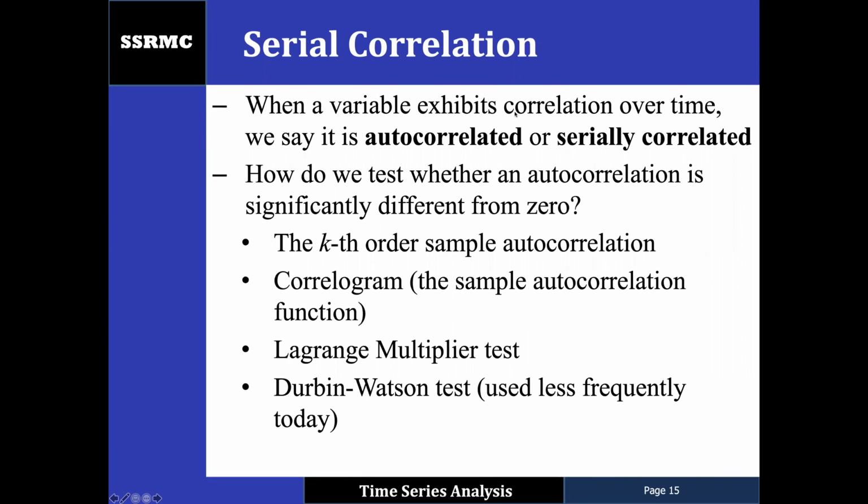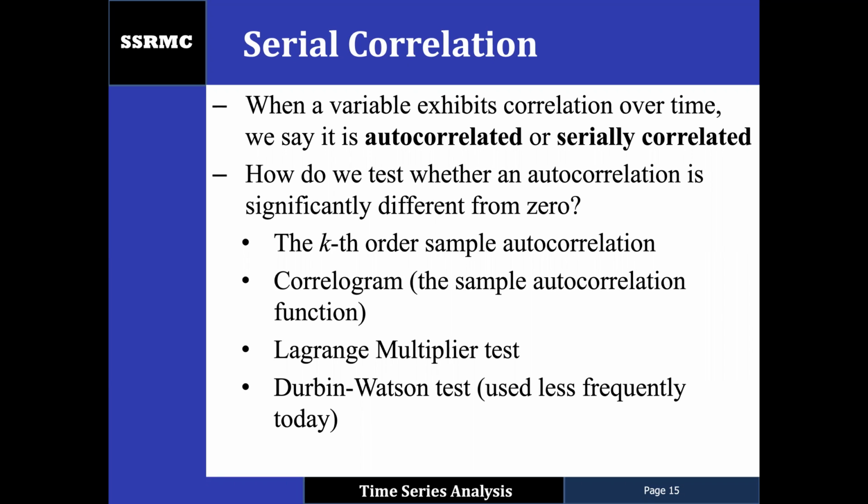When we introduce time series data, we discuss its characteristics. One thing we draw your attention to is the presence of serial correlation among error terms, because that's a violation of the OLS assumption. When a variable exhibits correlation over time, we say it is autocorrelated or serially correlated. That's the definition. We need to check whether there is autocorrelation among error terms when we run a regression model, because we don't want to violate that important assumption.